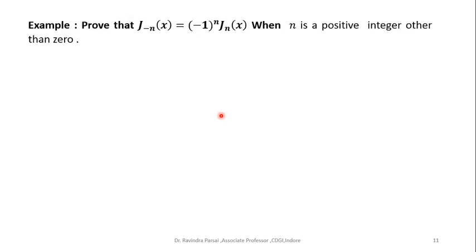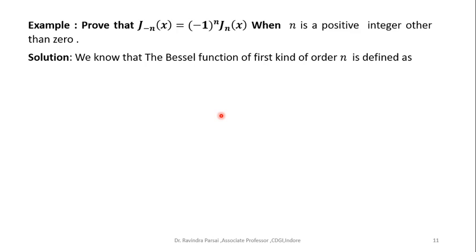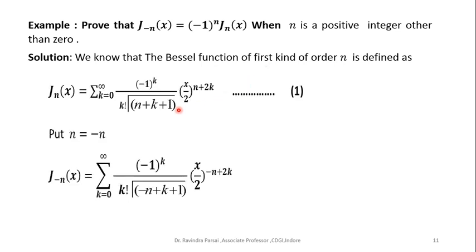So now let me see an example on this method. We have to prove that J of minus n of x equals minus 1 raised to n, Jn of x, where n is a positive integer other than 0. We know that the Bessel function of first kind is defined by this relation, Jn of x equals sigma k equals 0 to infinity, minus 1 raised to k upon factorial of k gamma of n plus k plus 1, x upon 2 raised to n plus 2k. Call it 1.